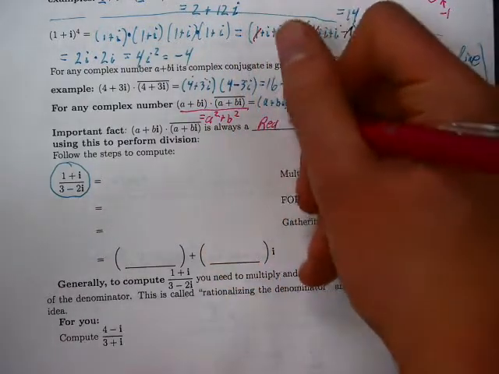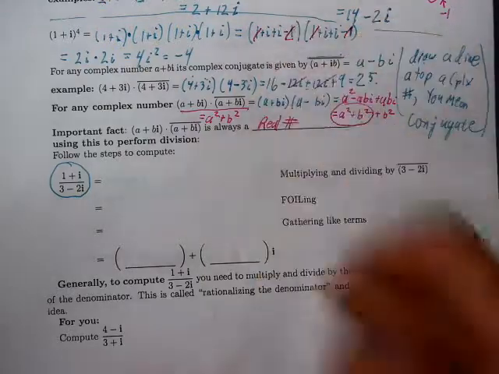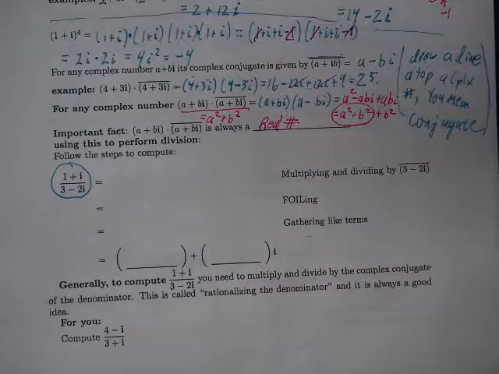And here's the payoff. That is always a real number. Okay, so that's a reason to care about complex conjugates. You can use it to multiply and turn something into a real number. But, I don't know, maybe you're not impressed by that. That's fair.